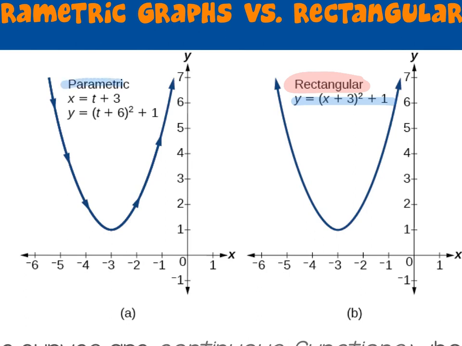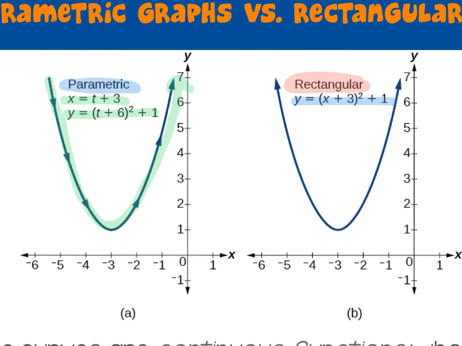On the left, this is a parametric equation. Notice that there are 2 equations. It's a system. The first one says x equals t plus 3, and the second one says y equals (t plus 6) squared plus 1. I'm going to teach you how to graph this. But notice that it doesn't have arrows on both sides; the arrows go in a direction, because your unit of time is moving in that direction.